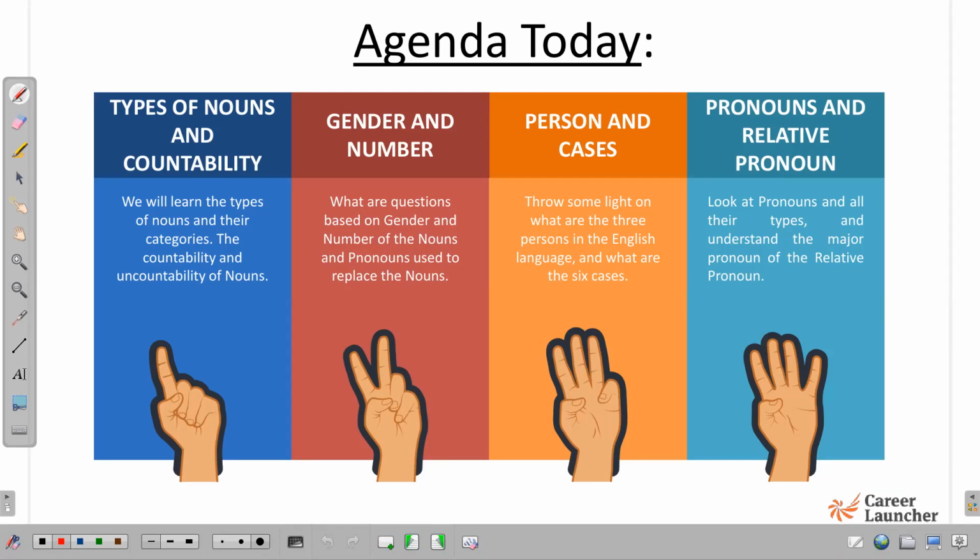But today we are going to look at the other aspects of noun, like number, gender, cases, person, and the questions around which the examiners focus in the exams. So types of nouns and countability is the first thing that we are going to look at. The gender and number, the second one. The person in cases, and then pronouns, a quick brief upon pronouns, and the most important pronoun is the relative pronoun. So that's the agenda of this video.